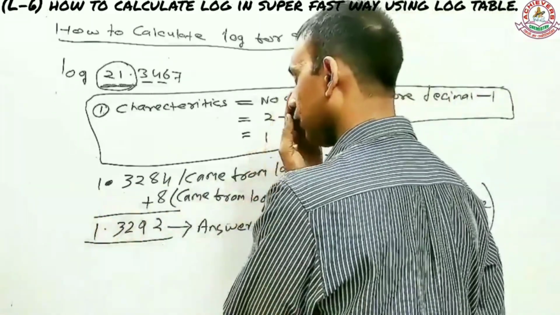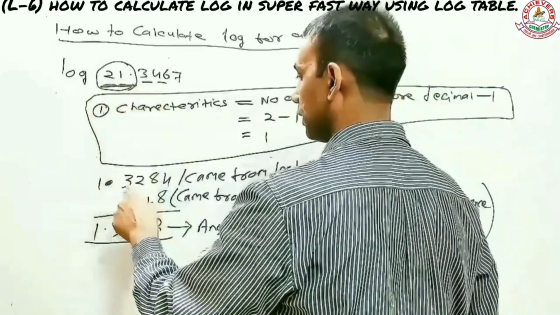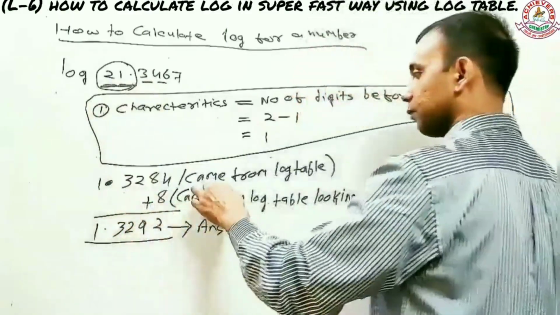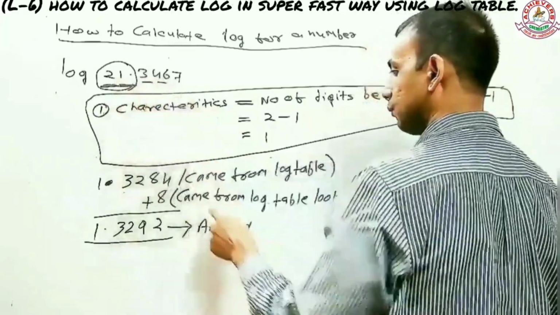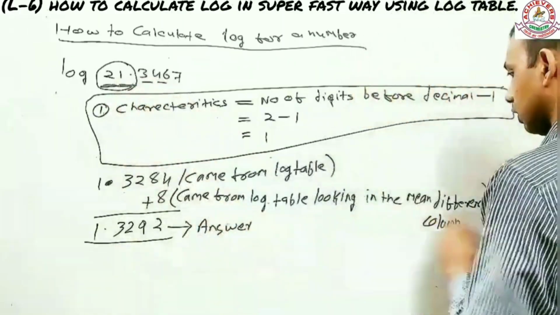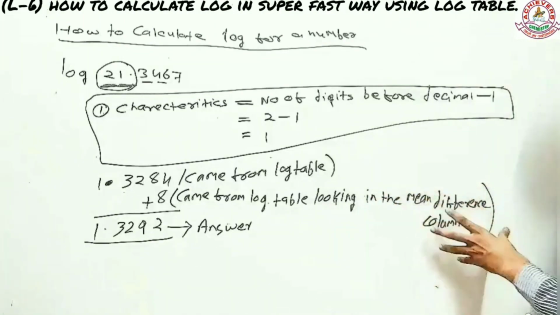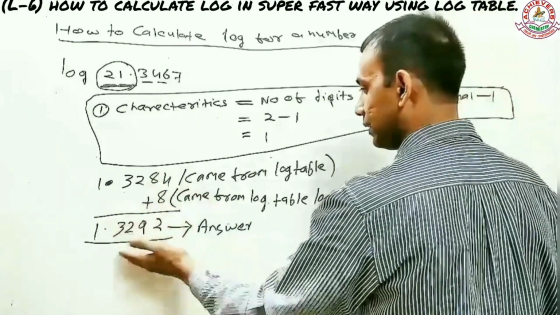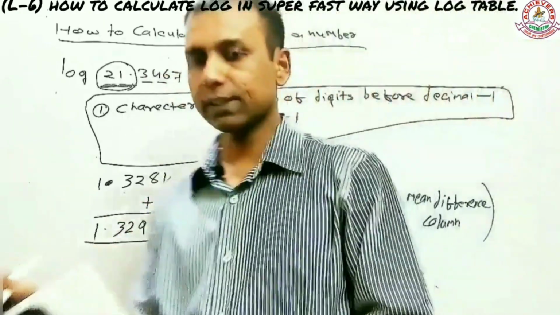Where will I take the value from in the log table? In 21, I'll be looking for 3. So that's the value coming out, 3284. Then for 21, I again looked up the fourth digit, and that fourth I'm looking up in the mean difference column. There is a separate column in the log table. Whatever the value for the mean difference is, it is added here, and this is the log value of this particular number. Right?